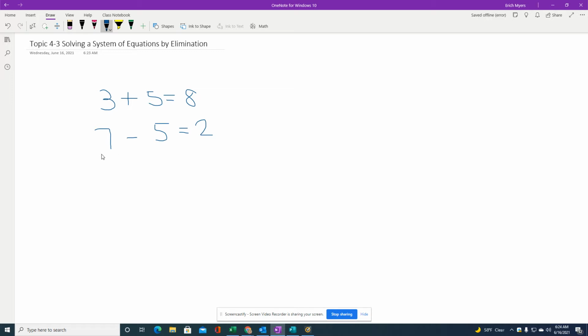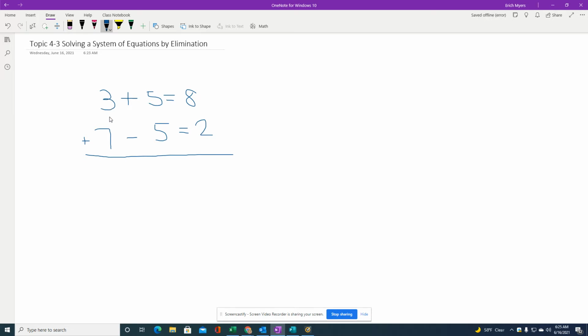But before I get started with that, I want to go through a scenario here that I think everybody can understand. If I had 3 plus 5 equals 8 and 7 minus 5 equals 2, what happens if we combine these two mathematical sentences? So I'm going to combine them or add them.